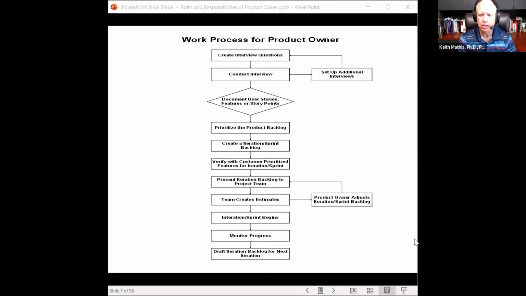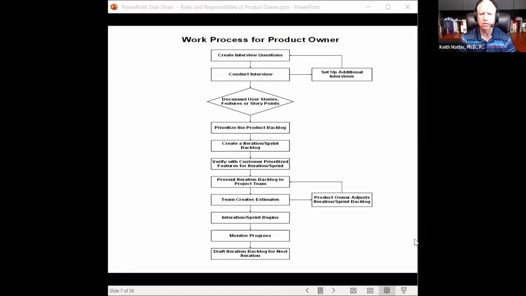Now, to lay the foundation for you on the product owner, this is a work process for the product owner. And so I want you to be able to see this. So first off, creating interview questions. Your product owner has some of the same characteristics that you'll notice your business analyst has to do sometimes with some of the components. You'll see some overlap between the two of those. If you don't have a business analyst, then you'll notice your product owner is doing some of those pieces.